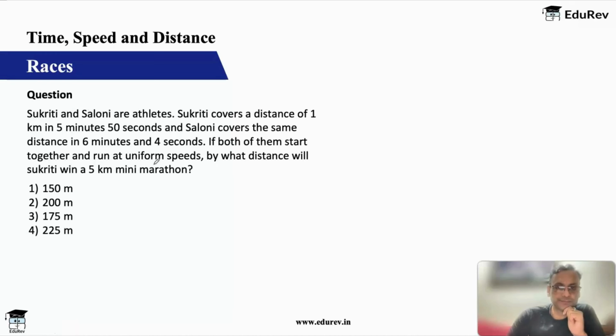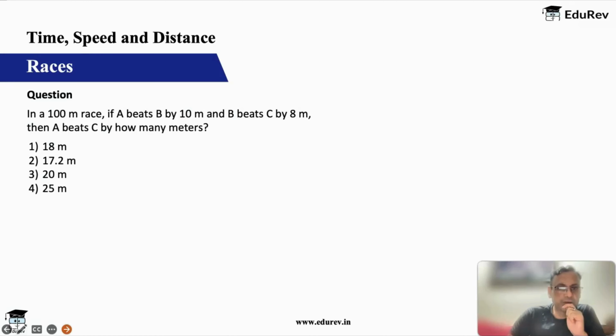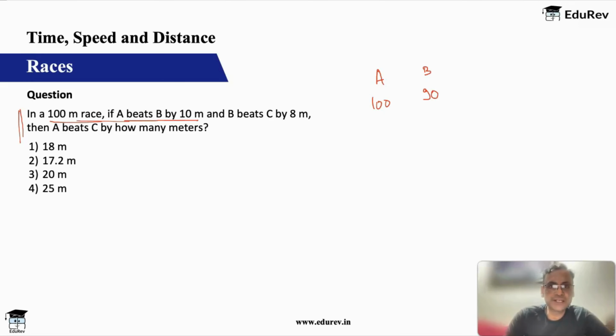Let's look at this question which explains that concept very, very nicely. 100-meter race, A beats B by 10 meters. So 100-meter race, that means when A does 100, B does how much? A beats B by 10 meters, that means B does 90. And B beats C by 8 meters, that means when B does 100, C does how much? 92. Right? So A is to B is 100 is to 90, B is to C is 100 is to 92.